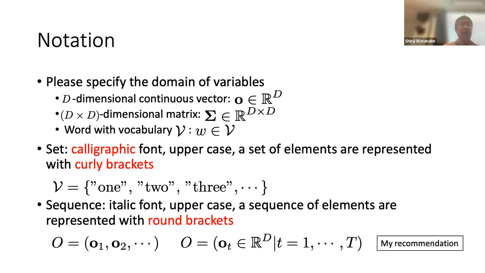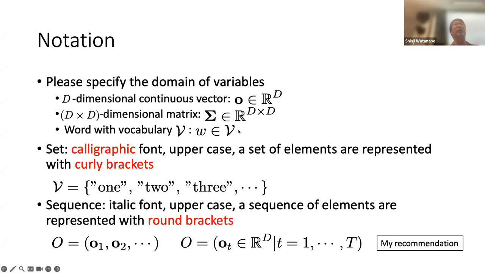I also usually try to provide the domain. For example, this means that this vector O is a d-dimensional continuous vector. If we specify a matrix, it is written as d times d or d times N or something like that. We also have another set, which is the vocabulary, specifying the text, the words, and so on in the sequence, right? So in this lecture, we try to specify the domain as much as possible.